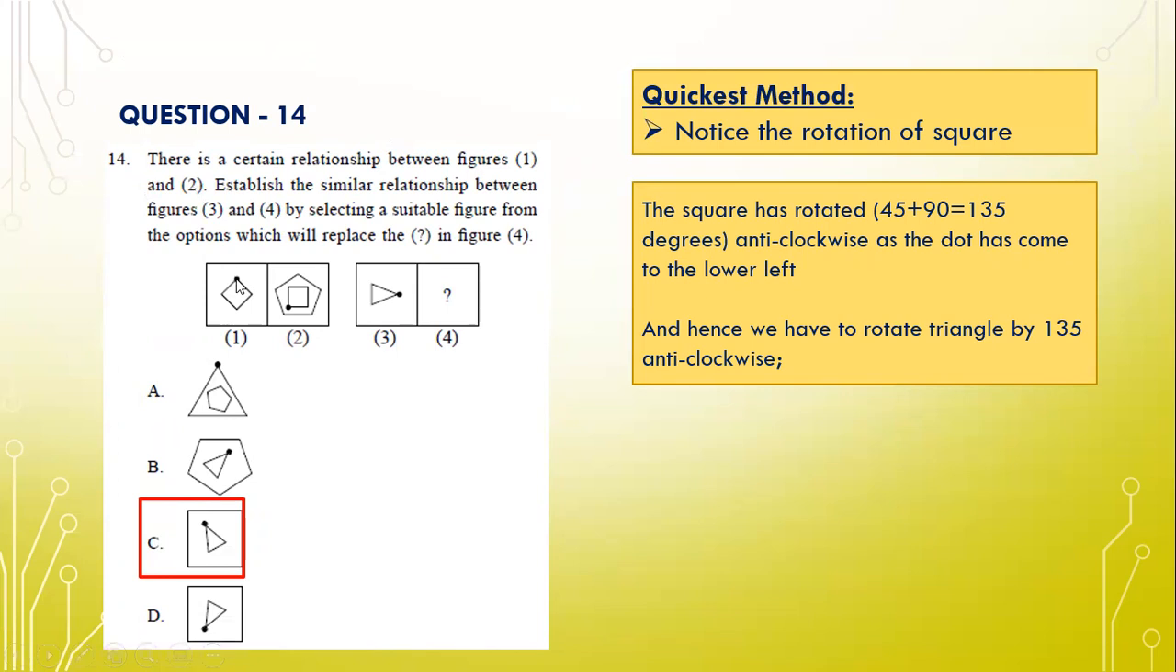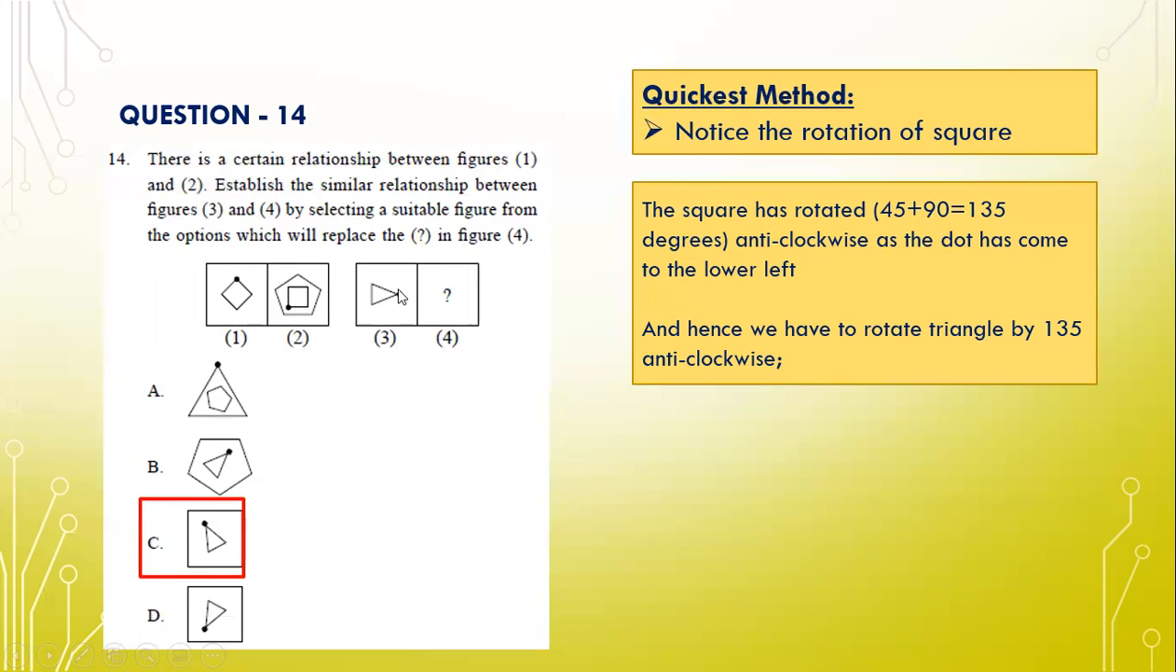Here the dot is facing top. Here the dot is facing bottom left. So the square has rotated first 45 degrees anti-clockwise and then again 90 degrees anti-clockwise. So a total of 135 degrees anti-clockwise rotation to get the dot at the bottom left. Similarly, we have to rotate the triangle 135 degrees anti-clockwise.